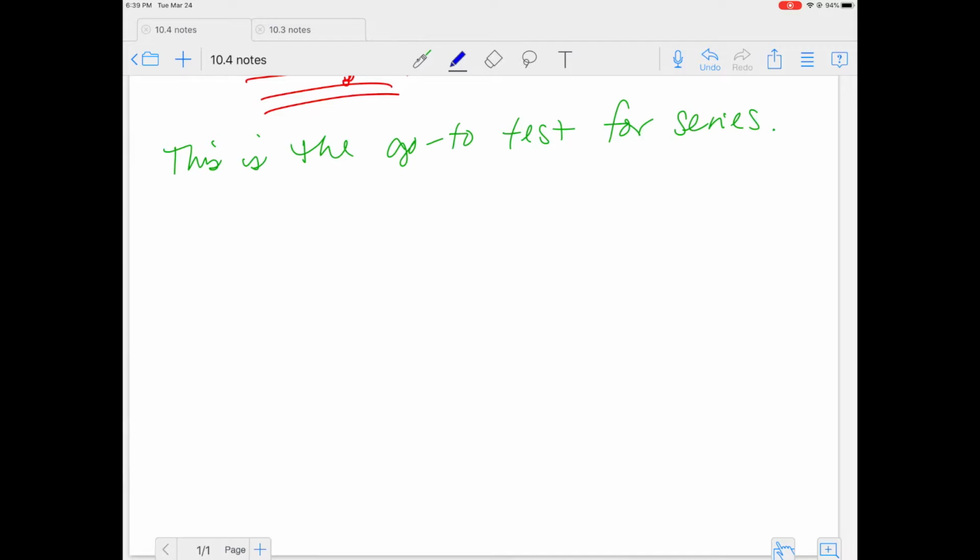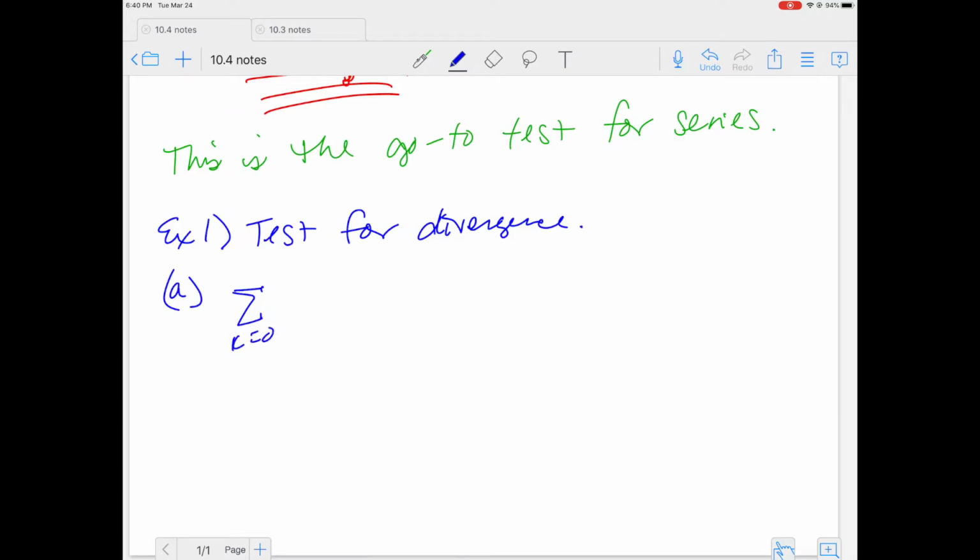All right. So here's example 1. Test for divergence. I have the series k is equal from 0 to infinity of k over k plus 1. Right now, in your head, what is the limit of this? 1. Good. Does that equal 0? No.